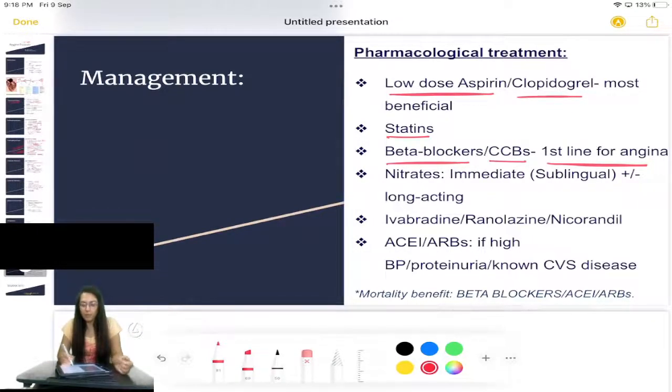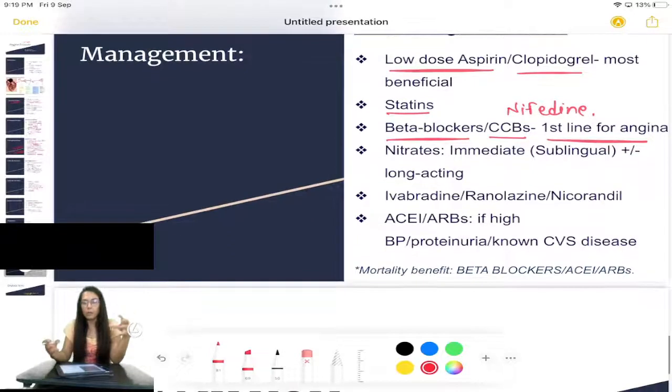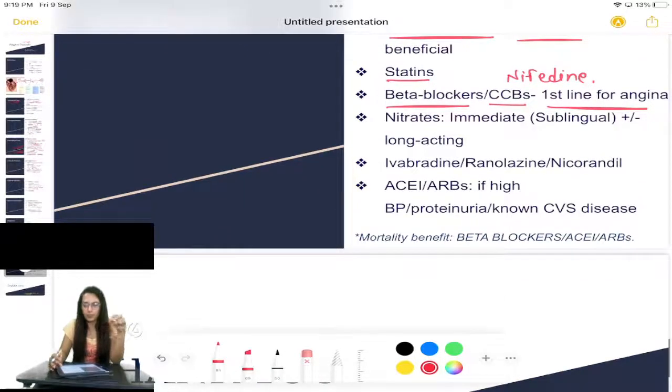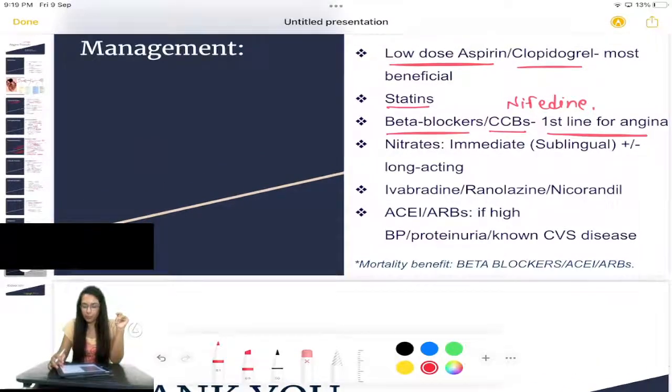But when you combine beta blockers with CCBs, you cannot combine with verapamil or diltiazem, that is, non-dihydropyridine CCBs. You have to combine it with dihydropyridine CCBs like nifedipine, because non-DHP CCBs and beta blockers together will lead to severe heart blocks and bradycardias. So you have to be careful about them.